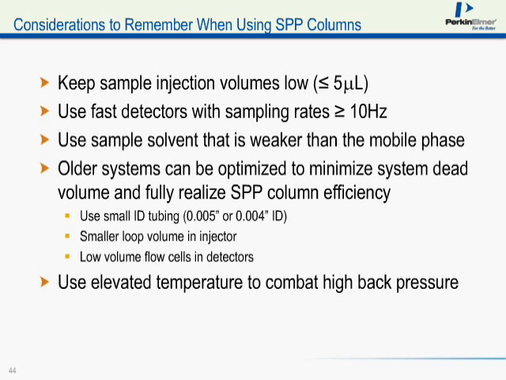The second thing you can do is use a smaller loop volume in the injector. I would use a 10 or a 20 microliter loop as opposed to, say, a 200 microliter loop. And finally, one of the most important things is to get low volume flow cells for your detectors. Older flow cells and older detectors will have very high dead volume, say 15, 20, even 30 microliters. You want to reduce that dead volume by buying a more efficient, lower dead volume flow cell.